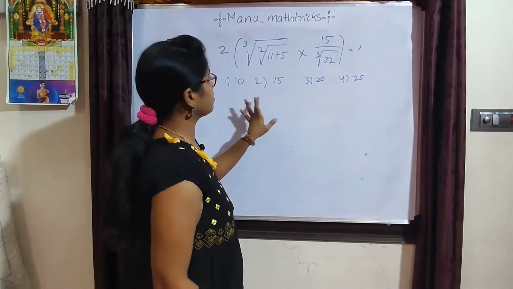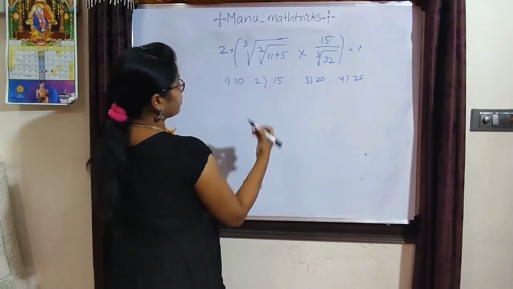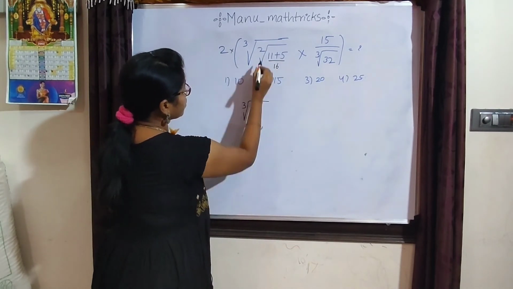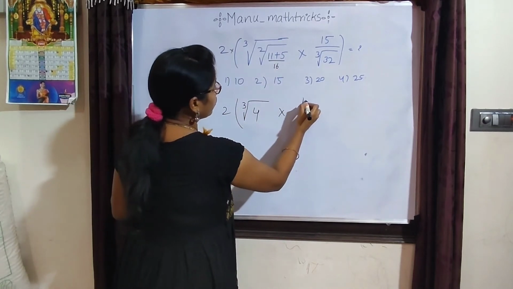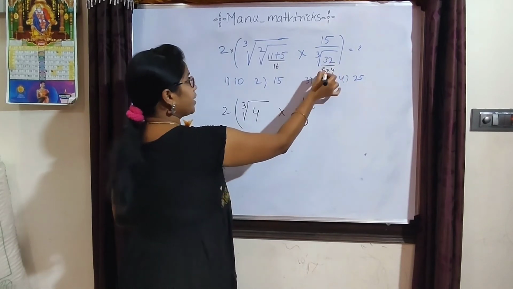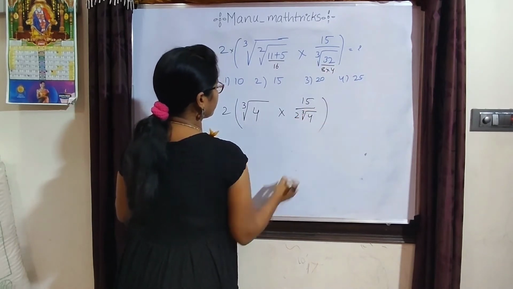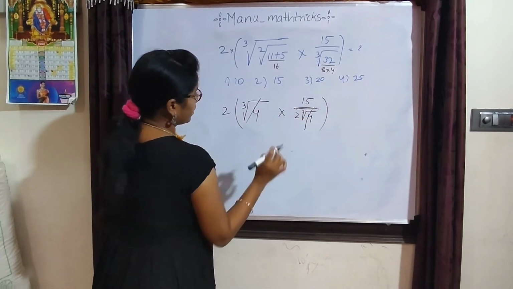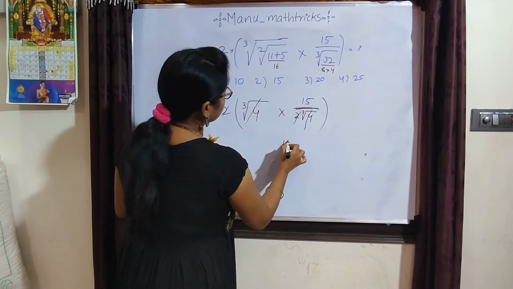Now look at this. This is a very basic simplification question. He is saying 2 into 3 cube root of square root of 11 plus 5. 11 plus 5 is 16. Square root of 16 is 4. Multiplying with 2 into 15 by, he is saying cube root of 32. 32 can be written as 8 into 4. Cube root of 8 is 2. 2 into cube root of 4. Now this cube root of 4 will get cancelled as it is in the denominator. Now this 2 will be cancelled. Now we get answer 15.